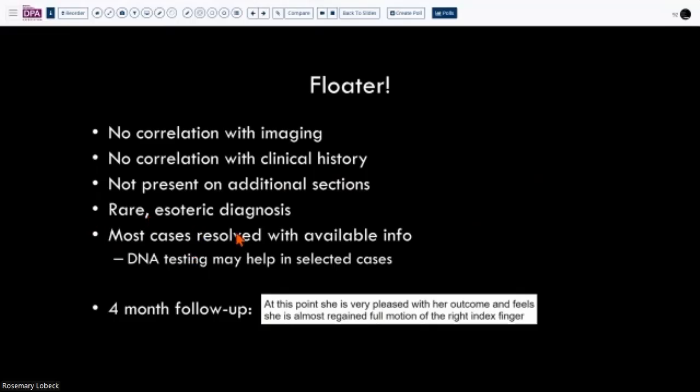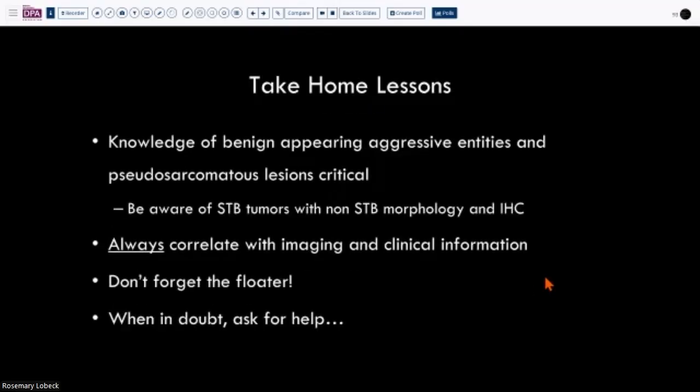So most of these cases with a floater are resolved by available info. You clearly know that's a floater. In some select cases, you may need DNA testing. And in this particular patient, you'll see that in a four-month follow-up, she's very pleased. We took away the diagnosis of carcinoma. Nothing more was done, and she regained full motion of her finger.